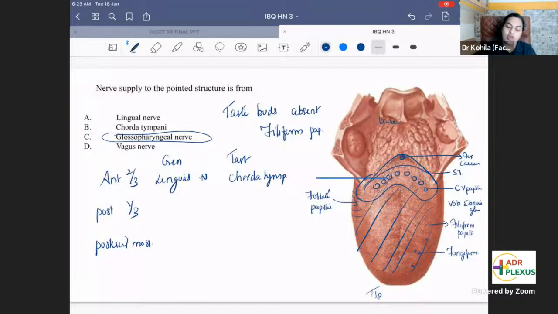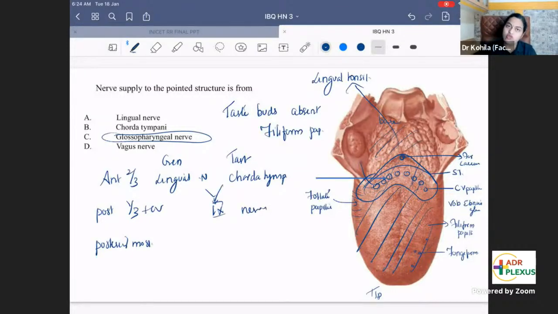The posterior 1/3. What does the posterior 1/3 contain? Can you tell me what these are? These are the lingual tonsil. The lingual tonsil is part of Waldeyer's ring. Okay. This area, the posterior 1/3, general sensation and taste sensation, along with the circumvallate papilla, is by the 9th nerve.